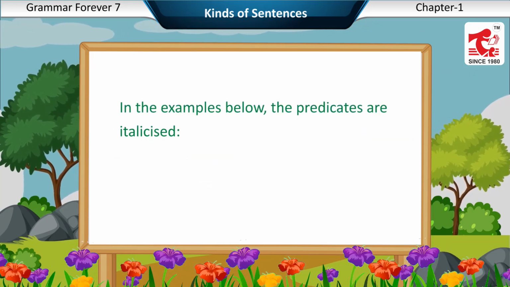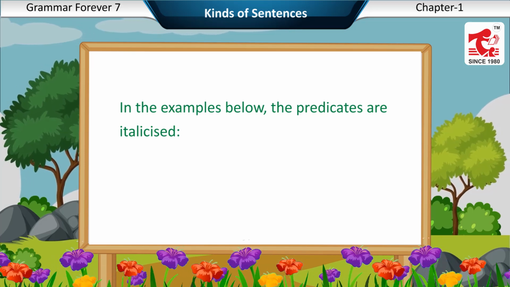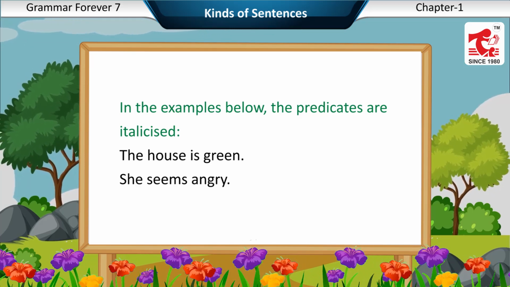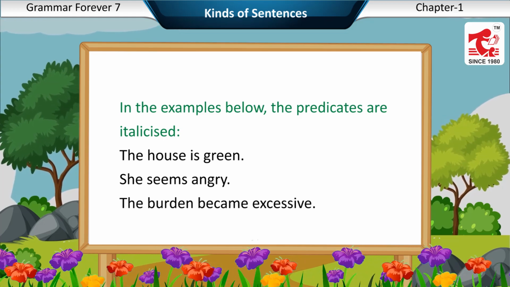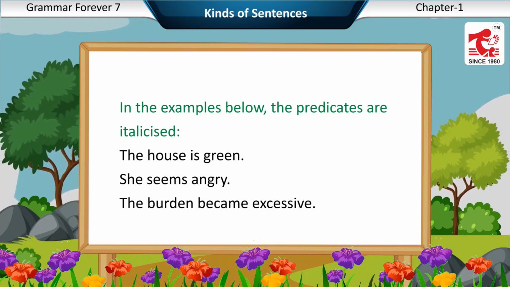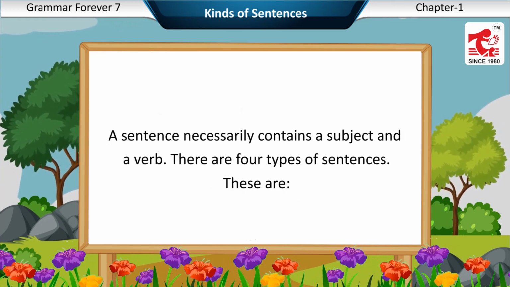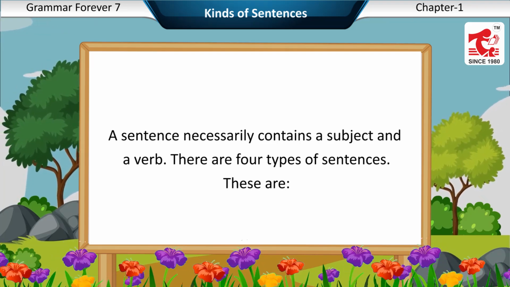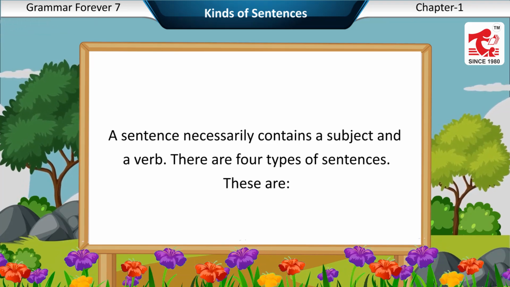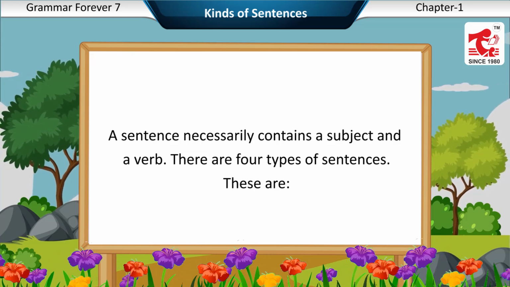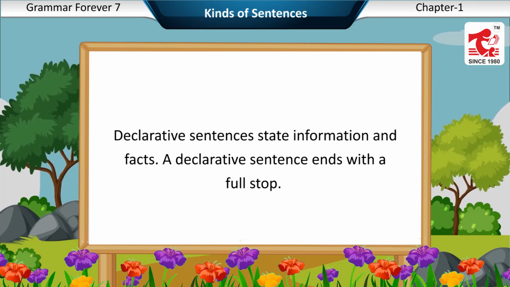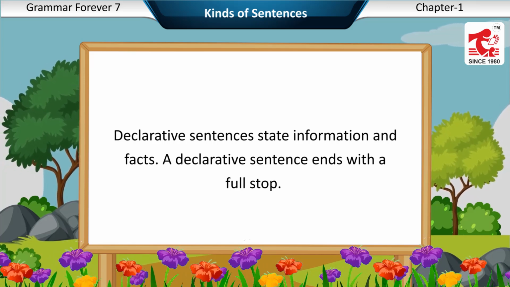In the example below, the predicates are italicized. The house is green. She seems angry. The burden became excessive. A sentence necessarily contains a subject and a verb. There are 4 types of sentences. These are: Declarative sentence. Declarative sentences state information and facts.